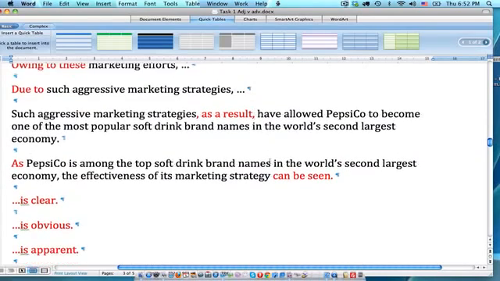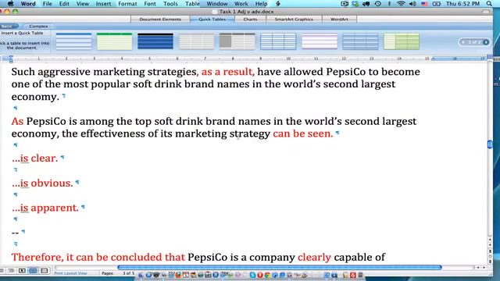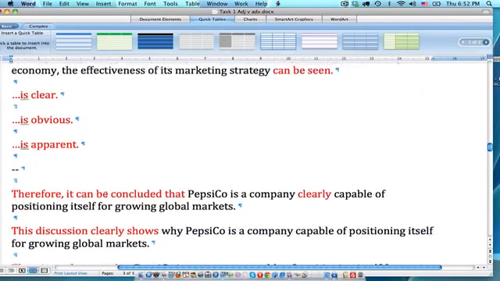As PepsiCo is among the top soft drink brand names in the world's second largest economy, comma, the effectiveness of its marketing strategy can be seen. Or we could say the effectiveness of its marketing strategy is clear, is obvious, is apparent. These would all be wonderful ways to very clearly show your reader the conclusion that you are drawing from your example. Therefore, it can be concluded.